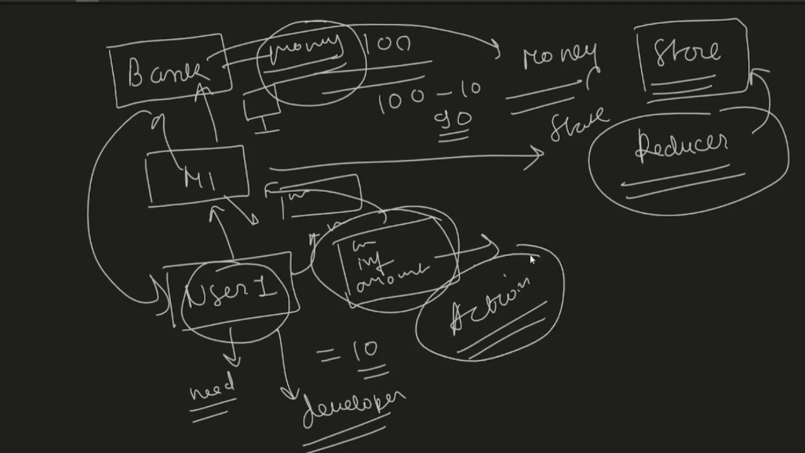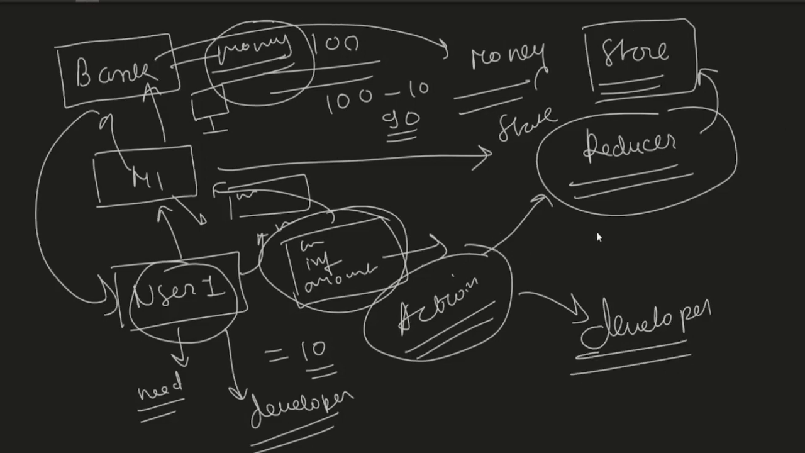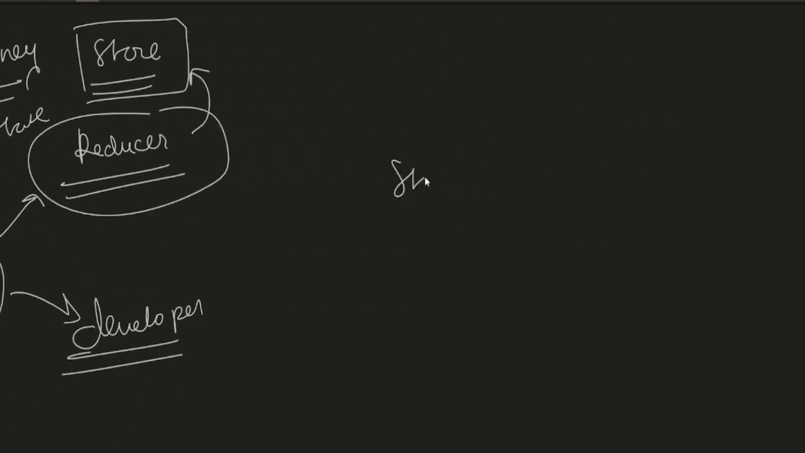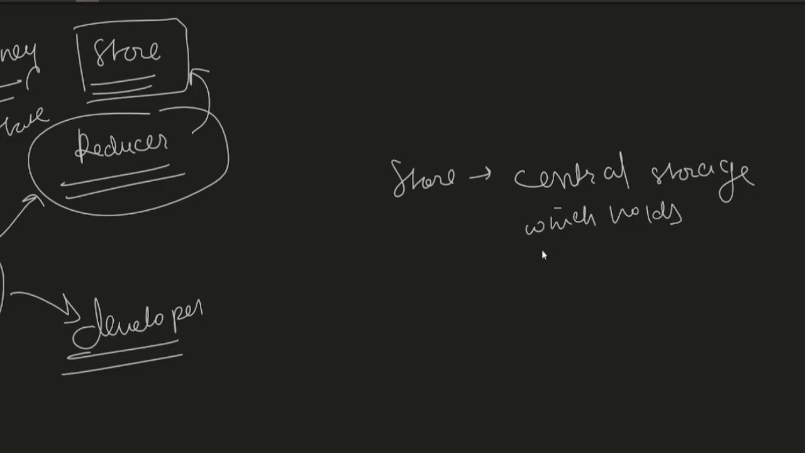So this action is going to tell the reducer what to do, whether to withdraw the money or deposit the money, which will be invoked, or you could say dispatched, by a developer. Now let's see it in a more formal way. The first thing is our store. Store is the central storage which holds the current state of our complete application. Then there is the reducer.